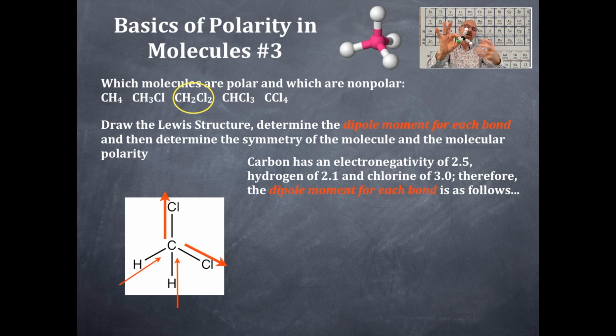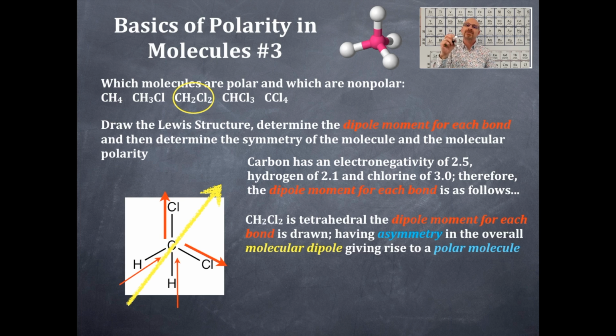It really doesn't matter. But it's asymmetrical and it has polar bonds. So therefore, because it's asymmetrical and has polar bonds, you know the answer. And that answer is there's a dipole moment for that entire molecule. And being that there's a dipole moment for the entire molecule, that means it's asymmetric and a polar molecule. Got that. Okay, that's number 3. Let's do number 4.